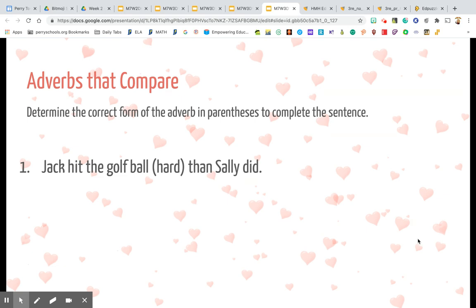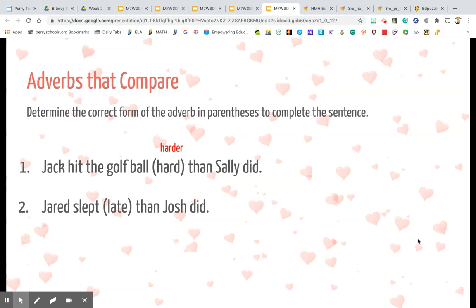All right, so we are going to determine the correct form of the adverb in the parentheses to complete the sentence. Jack hit the golf ball hard than Sally. Which adverb are we going to use to complete it? You should have said harder. Jack hit the golf ball harder than Sally. Hard is a one syllable word, and we are comparing the two, so we are going to add er to make it harder.